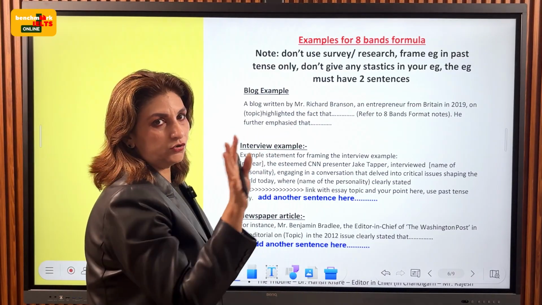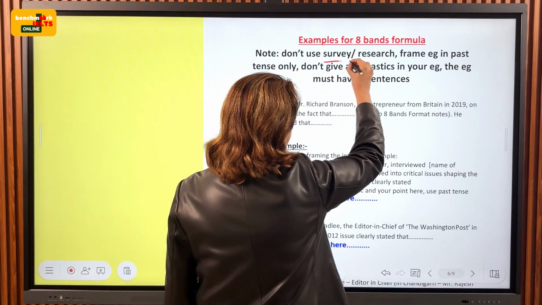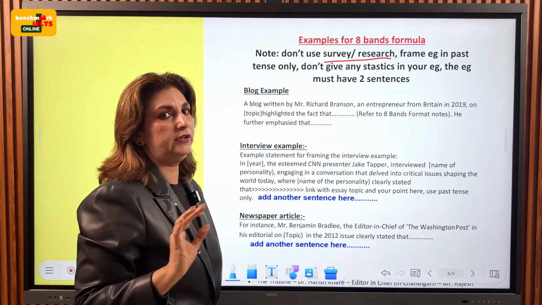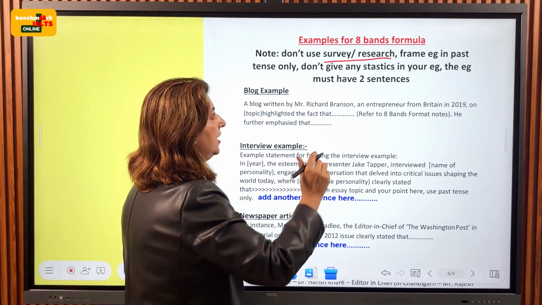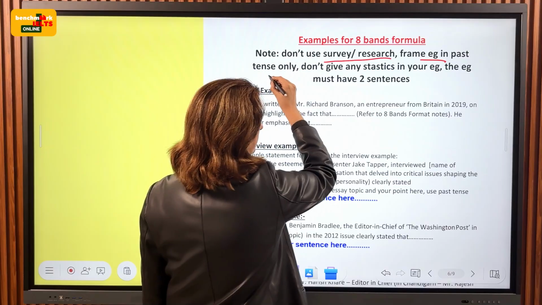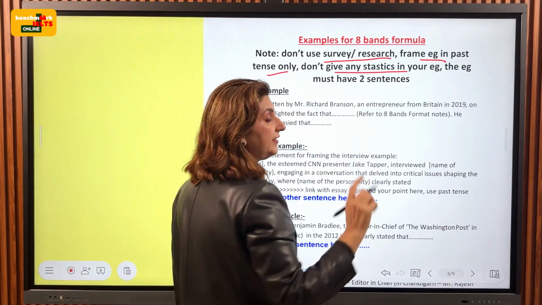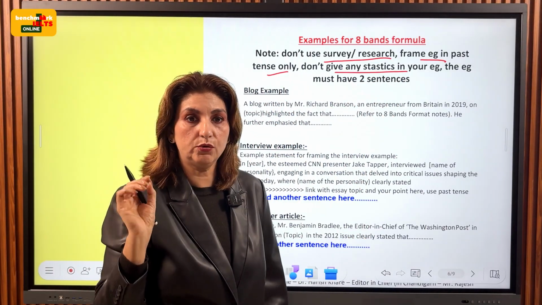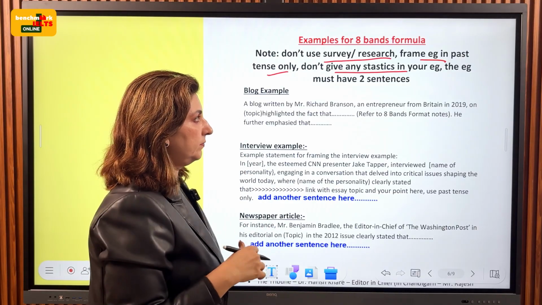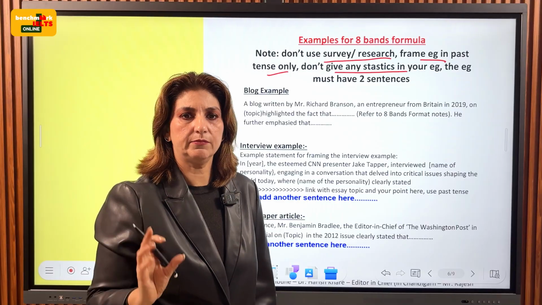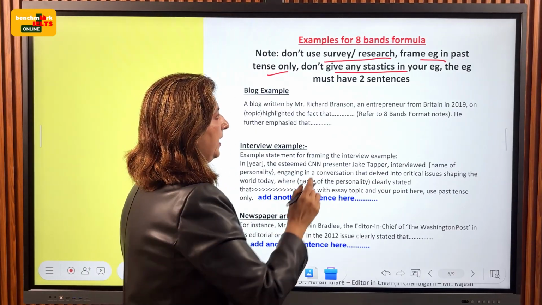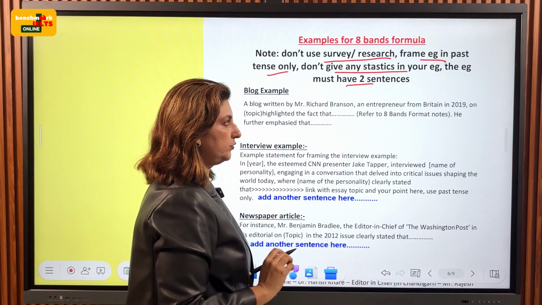A couple of things to keep in mind. Never give a survey or a research. This used to happen about 3-4 years ago. Now they are considered fake examples, so do not give a survey or research. Please frame your example in past tense only. Do not give any percentage or statistics because these can be googled and authenticated. So don't say 27% of people were affected by computers. Just say a large number of people or a majority of people, and your example should always have 2 sentences.